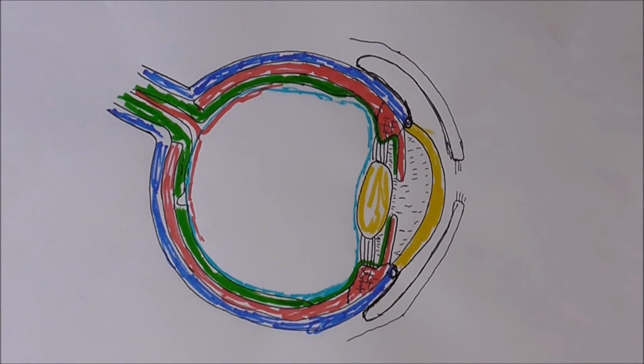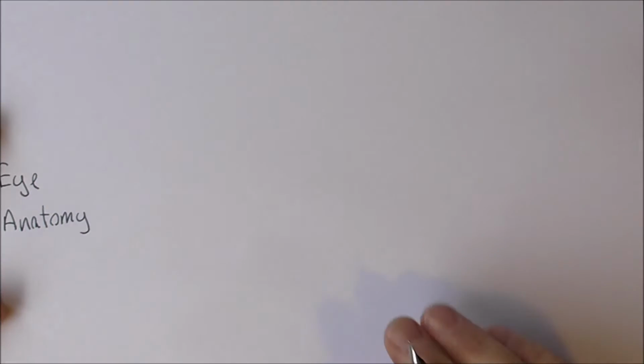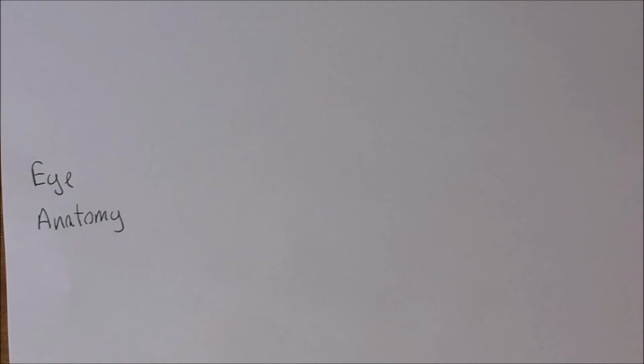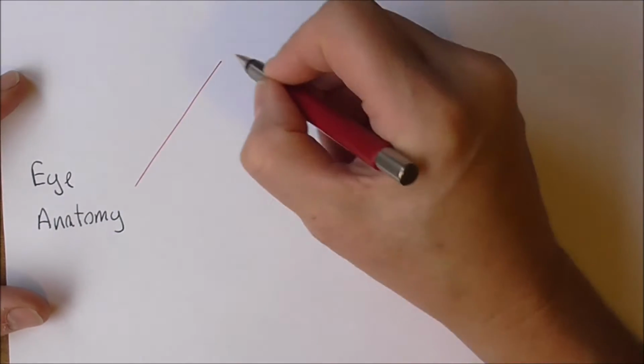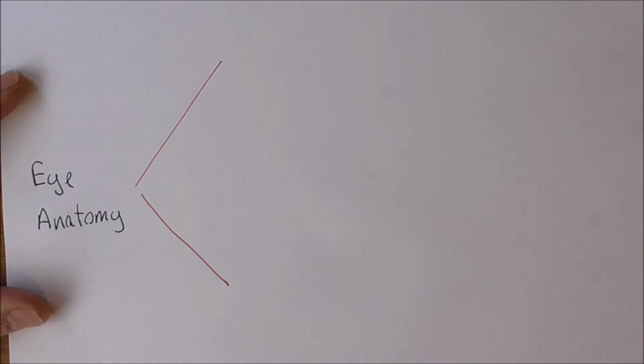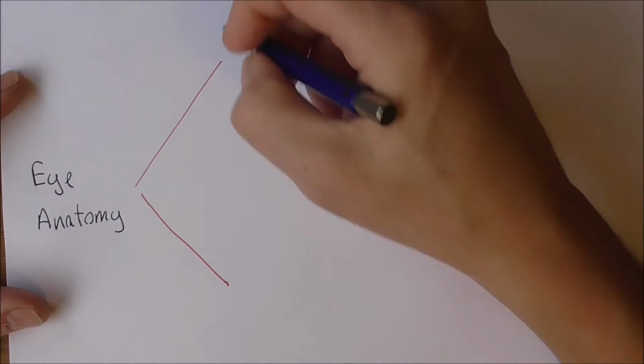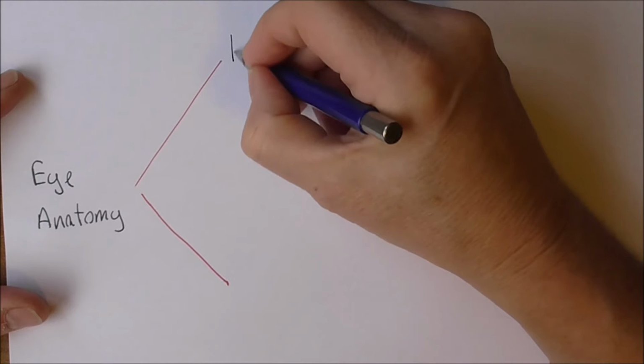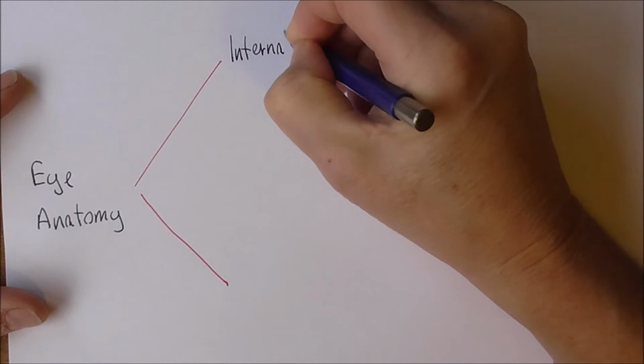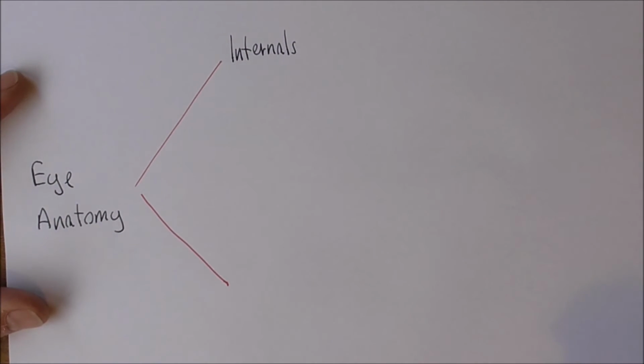Now here's the diagram of the eye we've just developed in the previous clip. And I'm aware that the anatomy here is somewhat complicated, so I want to try and systematize it somewhat. When we're talking about eye anatomy, the structures in the eye, we can divide this into two sections really. There's the internals and the externals, or the layers. So first of all, internals. What are the internal structures?